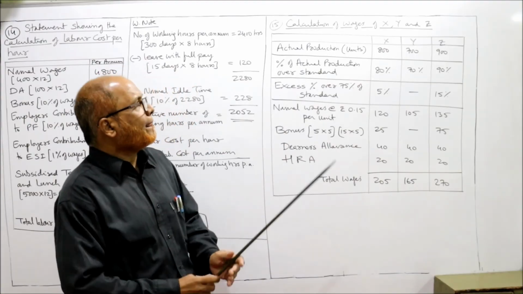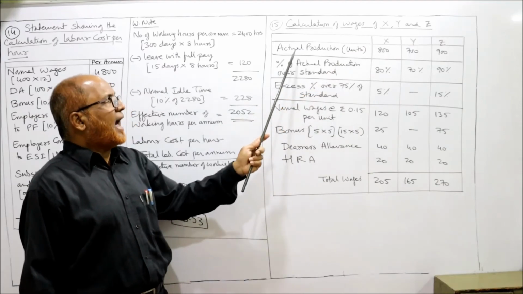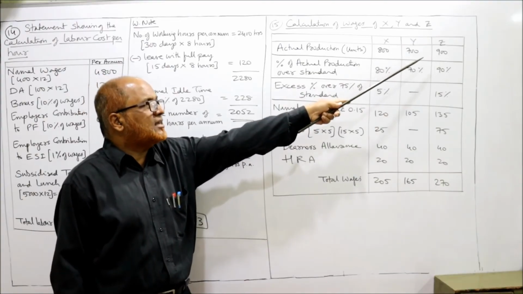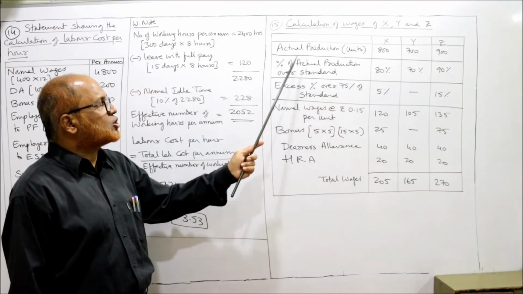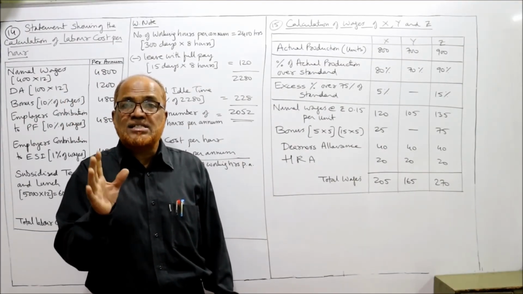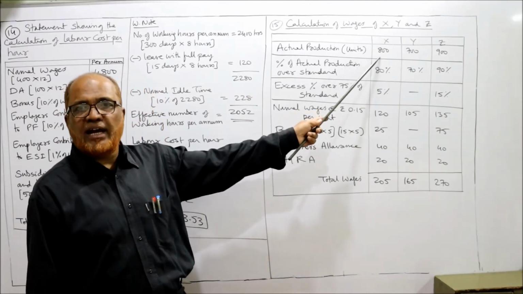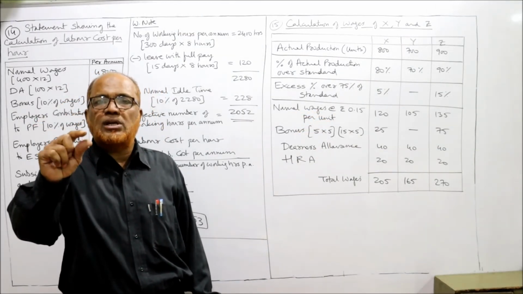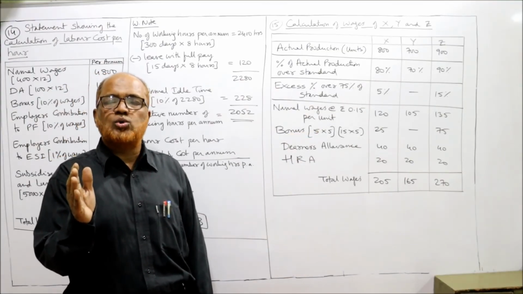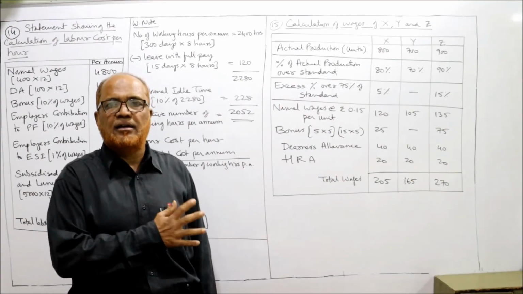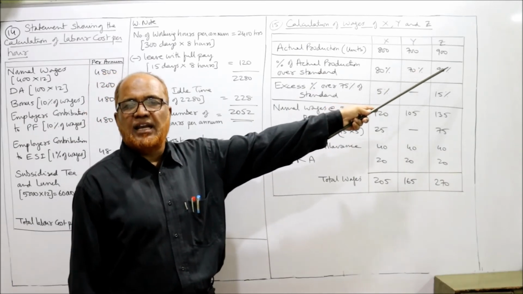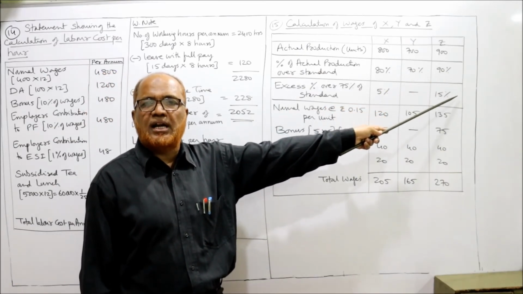Now see here. Calculation of wages of X, Y, Z. Actual production in units. 800 units are produced by X, 700 by Y, 900 by Z. Now percentage of actual production over standard. Standard production are 1000 units. Standard are 1000. But X has produced 800. So 800 by 1000 into 100, you will get 80%. That means X worker has produced 80% of standard. Y 700 divided by 1000 into 100, 70%. Z 900 divided by 1000 into 100, 90%.